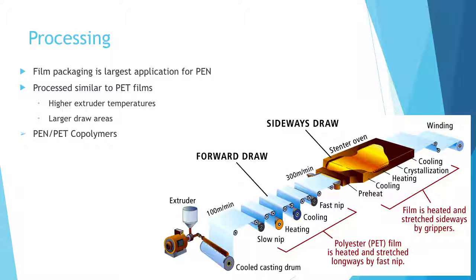PEN is processed in a very similar manner to that for PET. Film packaging is one of the larger applications for PEN and is shown in the lower right-hand image. Generally speaking, PEN must be processed at higher melt temperatures and at larger draw areas than that for PET. There are also several industries where a PEN PET copolymer is utilized. That way you can get the additional benefits of the PEN physical properties with the lower cost of the PET resins.